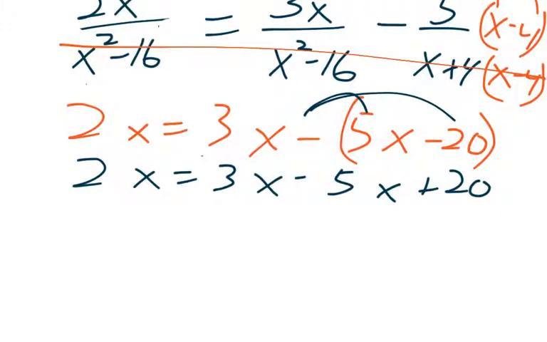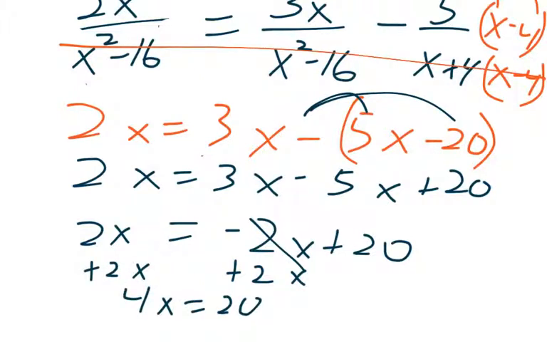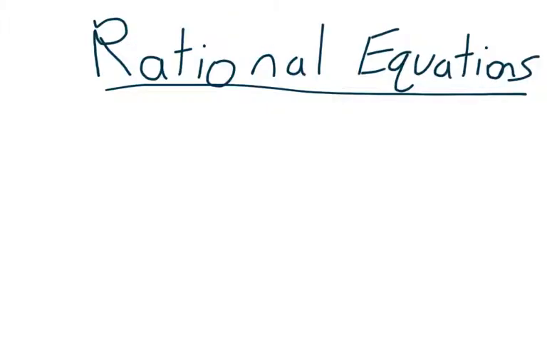We combine our like terms, and we get negative 2x plus 20 equals 2x. We add 2x to both sides, and we get 4x equals 20. So divide by 4, and x is 5. Hopefully you got that. And that sums up rational equations.